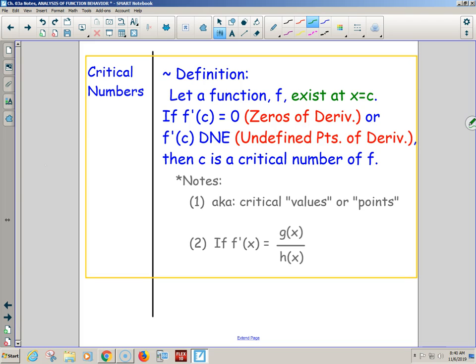Right now, I'm just getting vocab down and saying, hey, you know what? Those maxes and mins seemed to occur at the zeros and DNEs of the derivative. So I think we better come up with a name. Don't worry, someone else already did, to describe those guys who are going to be my candidates.